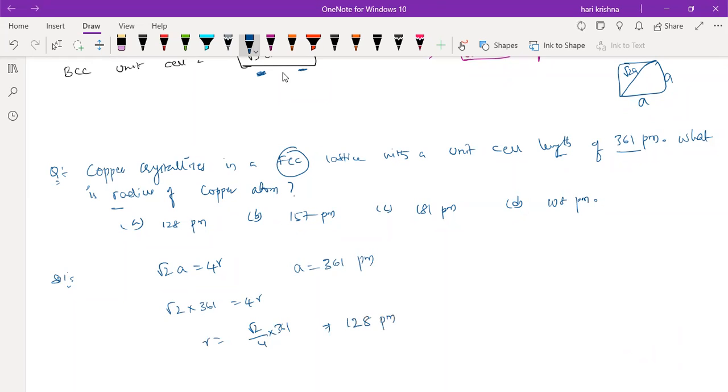128 picometers. First tell me, what is this picometers? What is the conversion factor? 1 picometer is equal to how many meters? 10 to the power minus 9. Minus 12. Okay. So 1 picometer is equal to 10 power minus 10 centimeters.